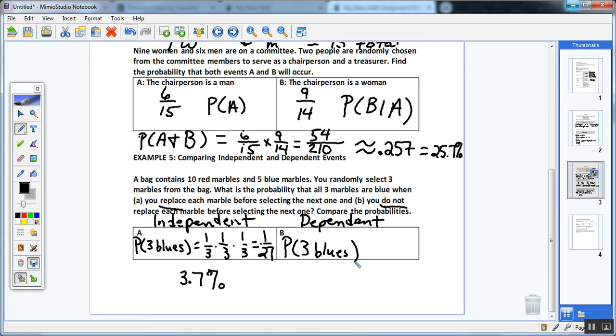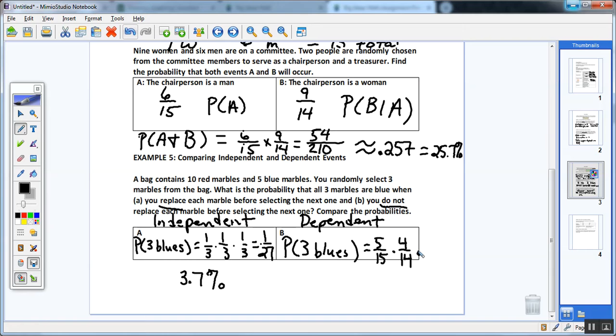I'm going to write it as 5 to 15. I'll write it as 1/3 here in a bit. Now, you took a blue one out, kids. How many marbles are in there total? 14 now. Of the 14, how many are blue? 4. So you're going to go times what over what now?